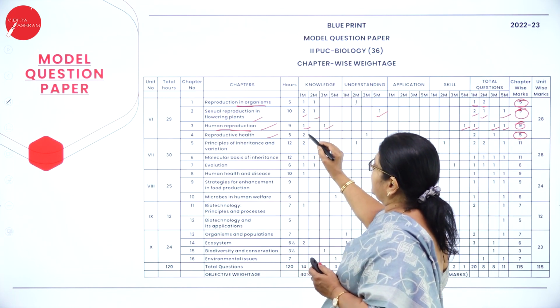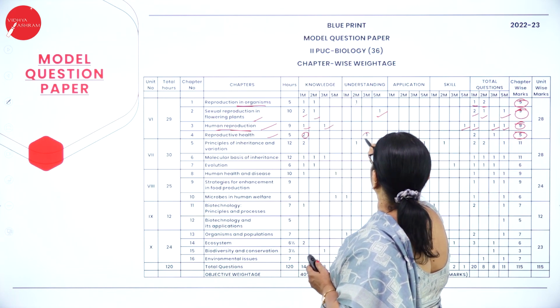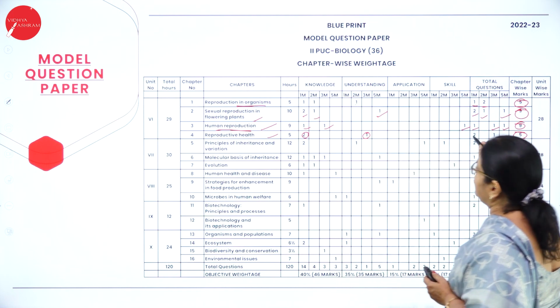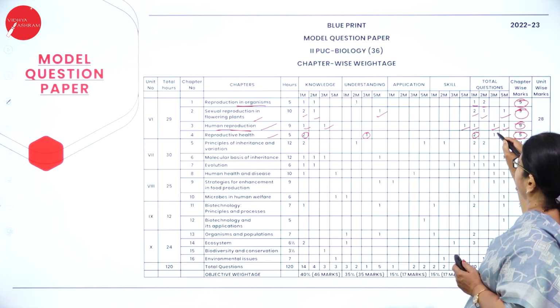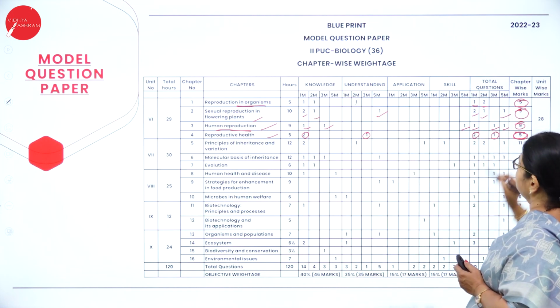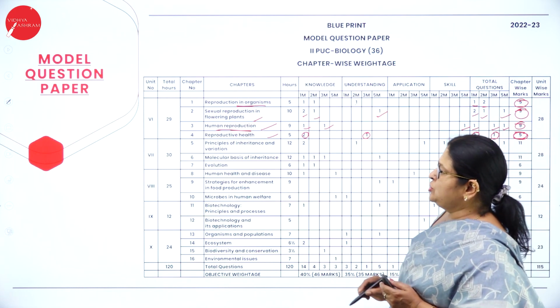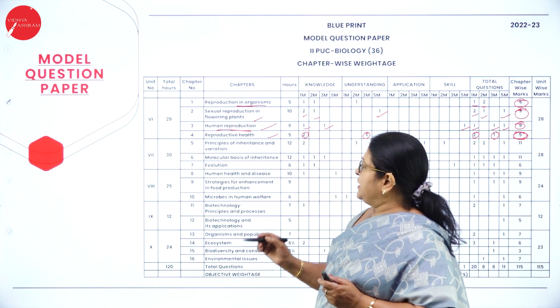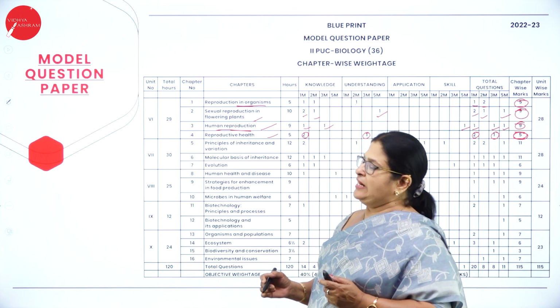Here you have 1 marker question 2 and 3 marker question 1. So totally 1 marker question you have 2 and 3 marker question 1 and the weightage of marks is 5. Moving on to Unit 7, that is genetics and evolution.